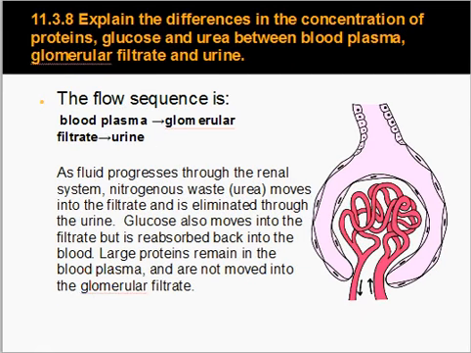You may be asked what the sequence of flow is. Well, first, everything is in the blood plasma. And then through ultrafiltration, stuff is pushed into the glomerular filtrate. And then after that, it goes into the urine, into the collecting duct.